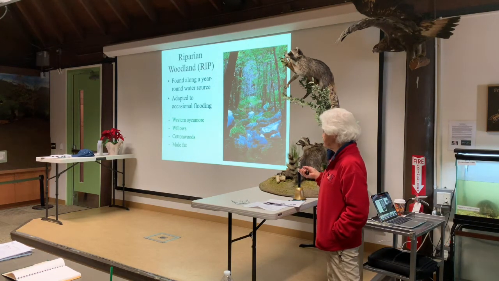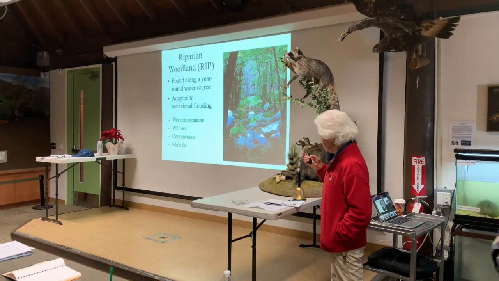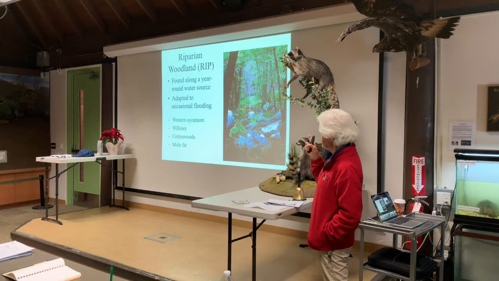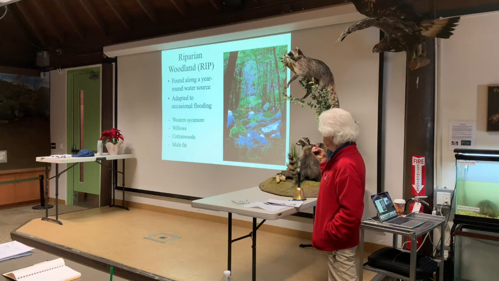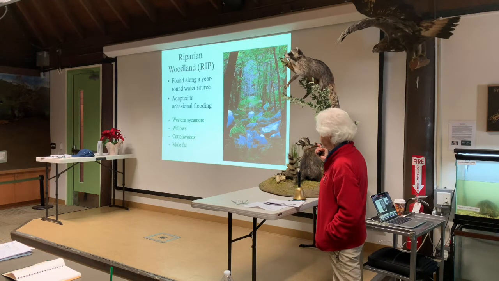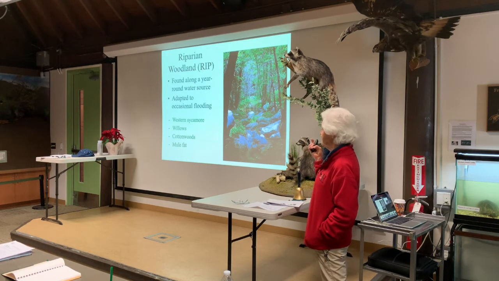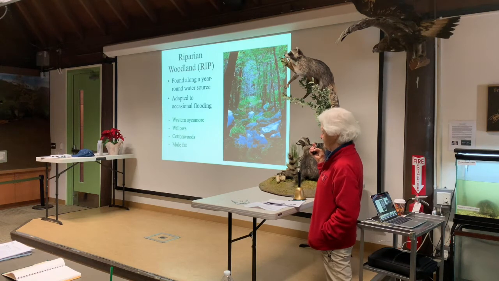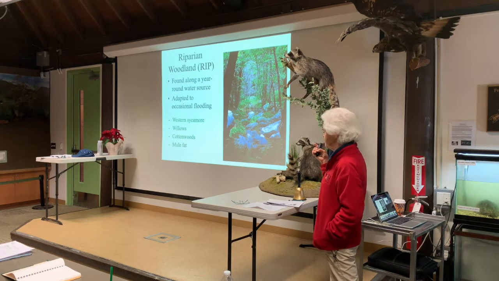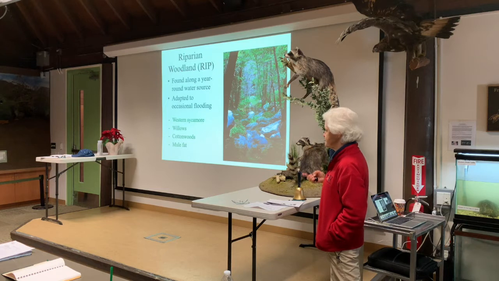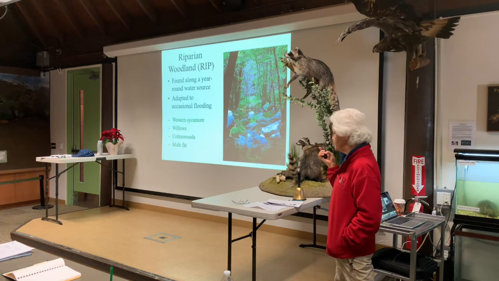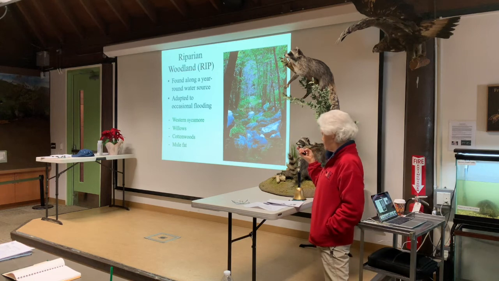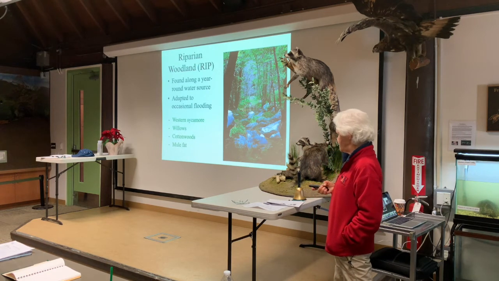And mule fat. I would say that the western sycamore and the mule fat, they occur in the riparian woodland, but they are not indicator plants of the riparian woodland. The willows and the cottonwoods are. Because we find the western sycamore in alluvial scrub and the same as the mule fat.